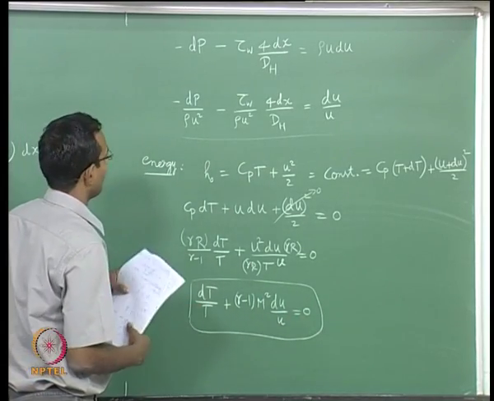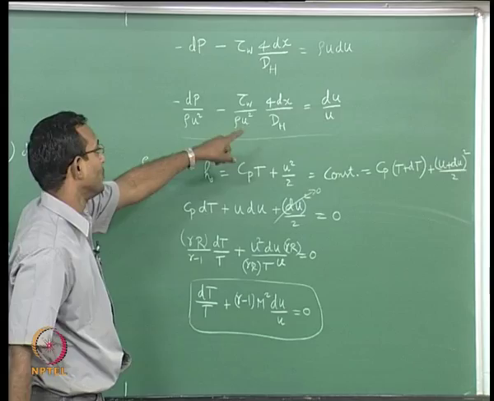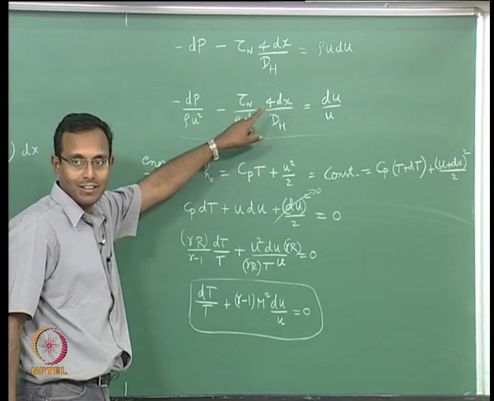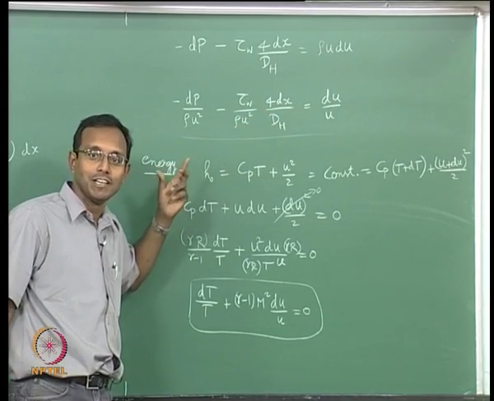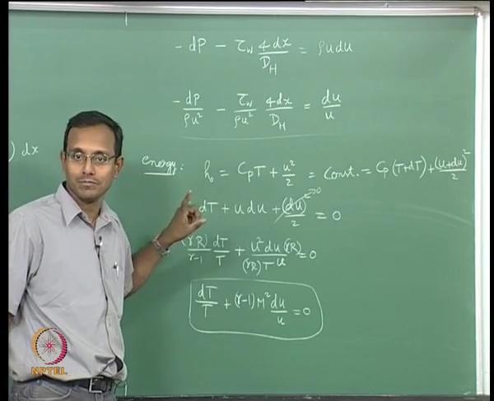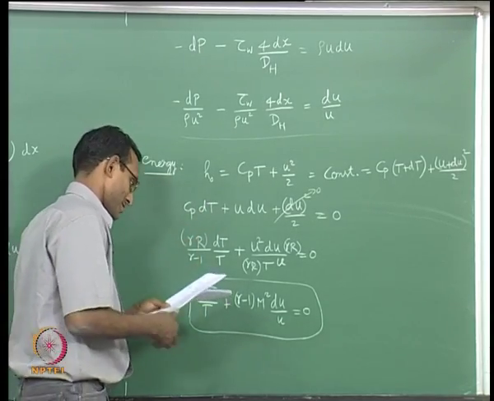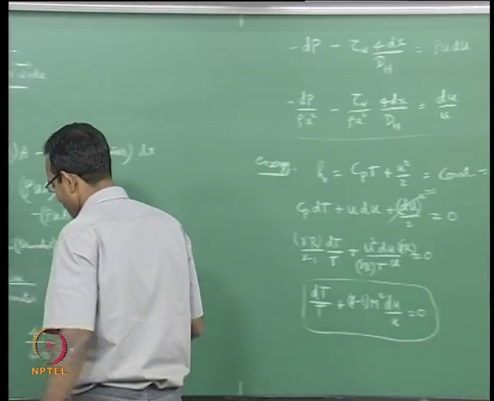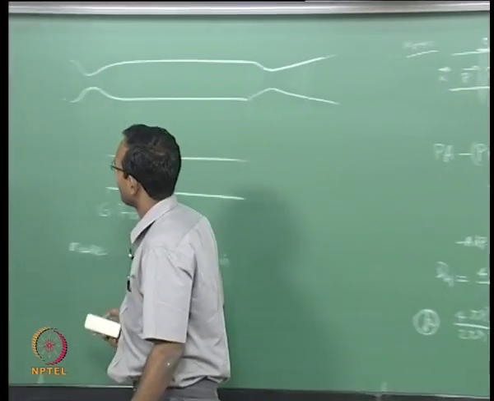This is one thing I have. We will come back to du by u and dx later. We already have from the mass equation d rho by rho and du by u. Those are the things we have as of now. Now, next I want to look at the state equation and get a dp by p.